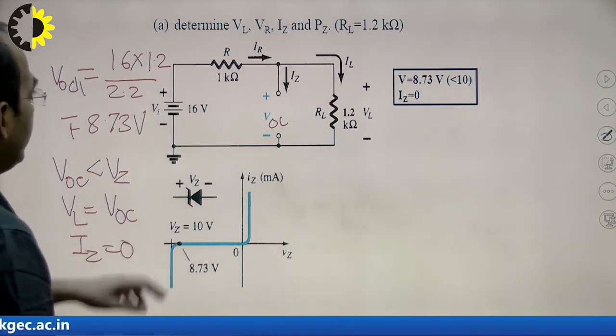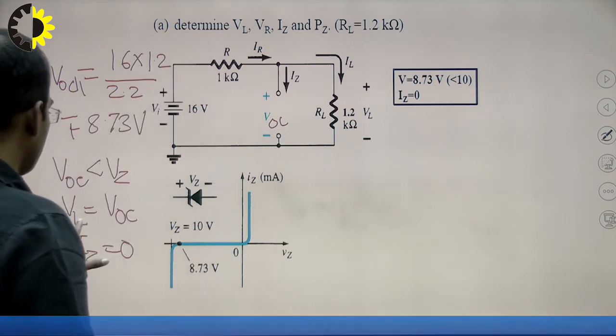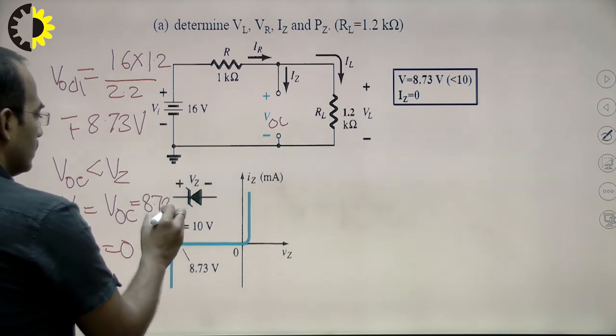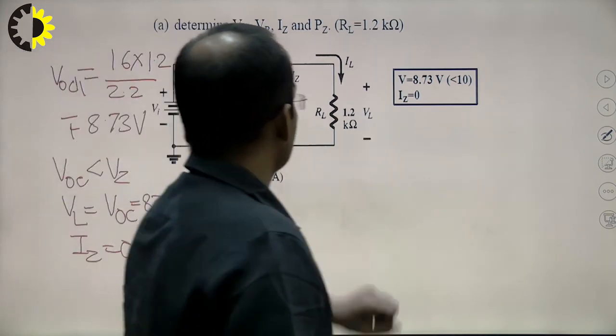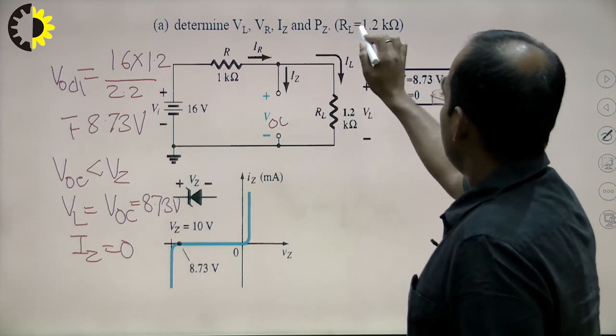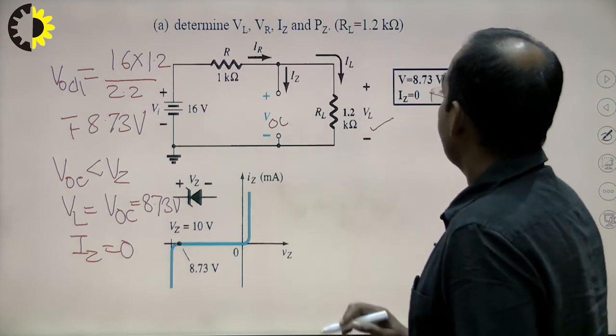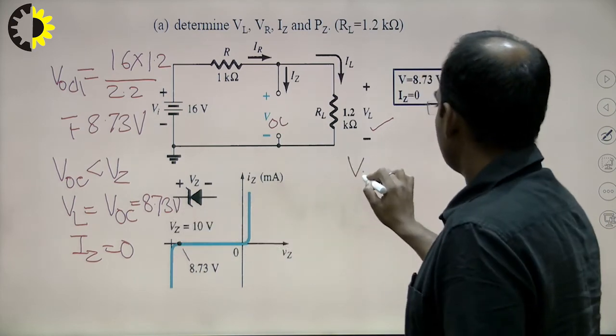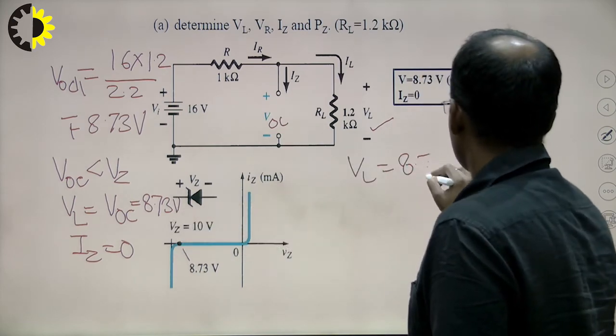So what do I have to find? I have to find VL. VL is nothing but VOC, that I have found here, 8.73 volt. Iz is equal to 0. What will be the value of VR? I have found the value of VL here. So what is the value of VL? VL is nothing but VOC. So VL is equal to 8.73 volt.